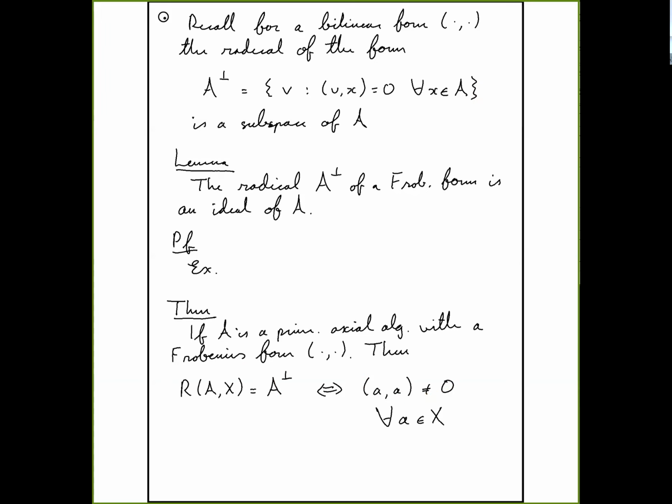And by the way, I said before that all axial algebras we know admit a Frobenius form, and they all admit one which is non-zero on the axes. And so this allows us to easily calculate the radical, so it allows us to get our hands on one of these classes of ideals.